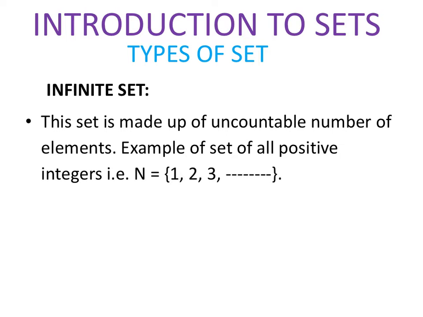Still on types of sets, infinite sets. This set is made up of uncountable number of elements. The elements that make up the set are uncountable. An example is the set of all positive integers. So you can count and run into millions and you are still counting. So it is uncountable. We say that a set of positive integers is an infinite set. The elements are uncountable.